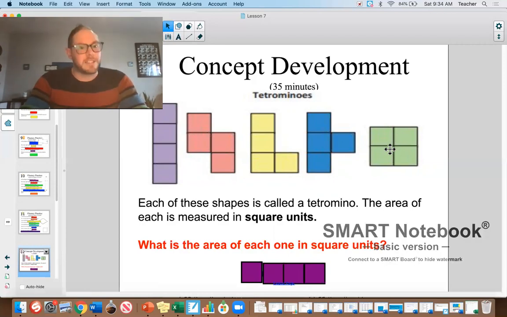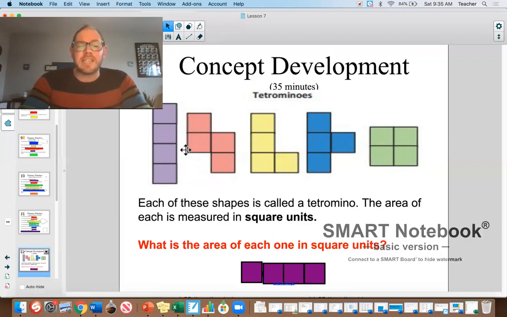I love Tetris. I used to spend hours and hours doing nothing but playing Tetris on my Game Boy, and then I became a teacher. So now I don't have time for Tetris. But Tetris, the game, uses these blocks. Let's have a look at each one.